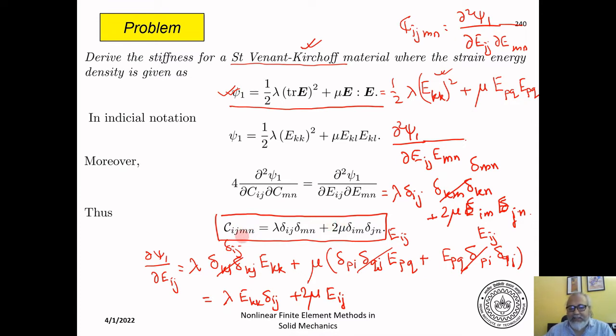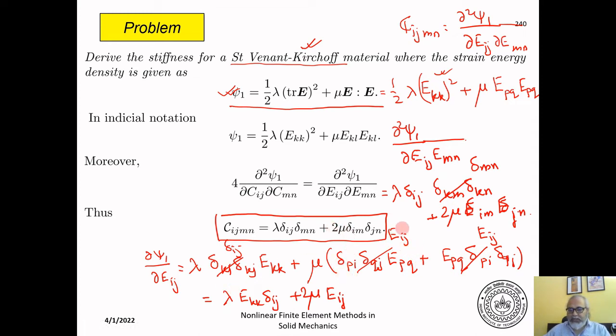However, this has symmetries with respect to ij. It has also got symmetries with respect to ij and mn. So some of the minor symmetries and major symmetries are satisfied, but you don't have a symmetry with respect to mn. So if you switch mn, this remains unchanged, but this becomes injm, and that symmetry is not present here. So that is because of the way we did this derivative of Eij with respect to Emn.